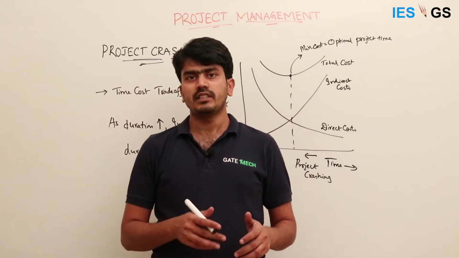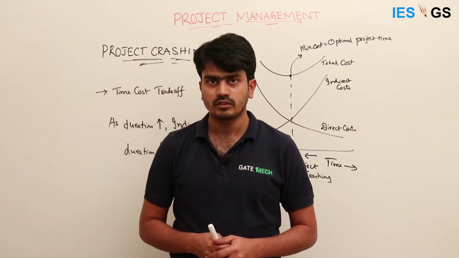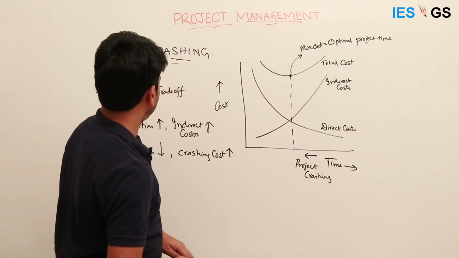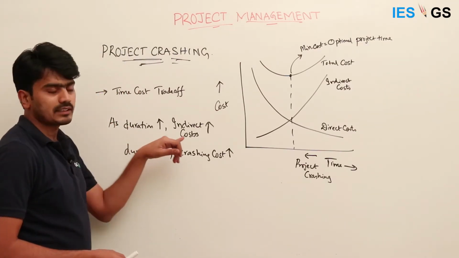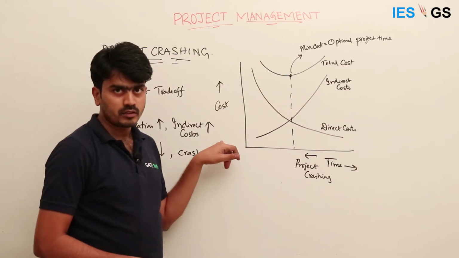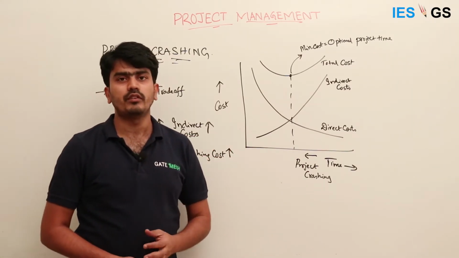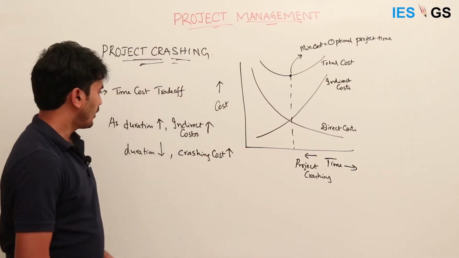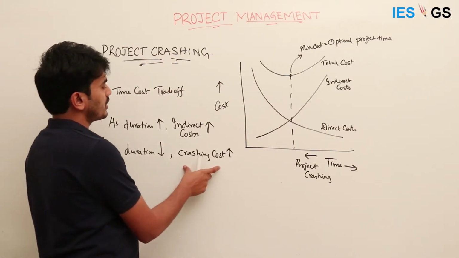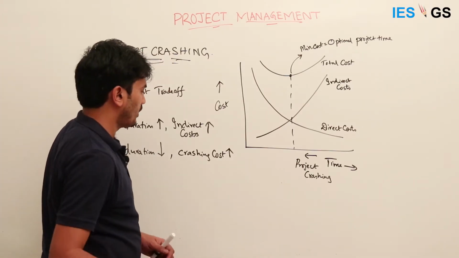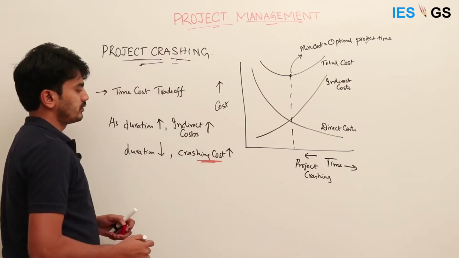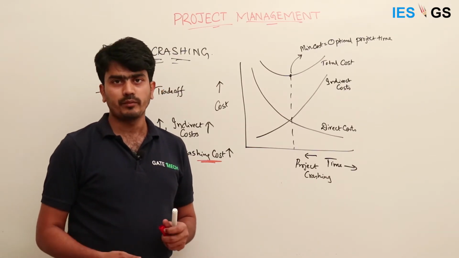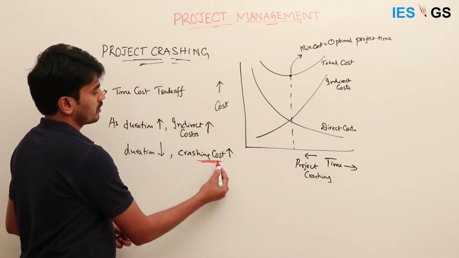So there is a relation between these indirect costs and the crashing cost, which we can depict on a graph like this. As the duration increases, as I said, the indirect cost increases, and to reduce this duration we will apply the project crashing technique. But as we reduce the duration using the crashing technique, the crashing cost will go up, because as we reduce the duration of the project, we need to assign more resources or more equipment, and so the crashing cost increases.